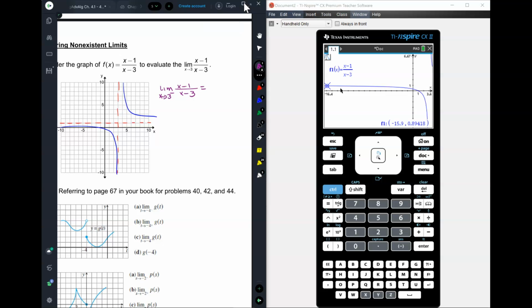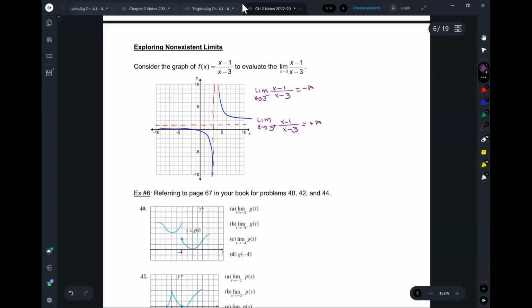So again, here is the vertical asymptote. Okay, here is negative 3. Immediately to the left of this, you see the graph is going all the way down to negative infinity. So I say the limit there is negative infinity. Now we're going to do the limit as x approaches 3 from the positive side. Where is it going immediately to the right of the asymptote? Up to positive infinity.